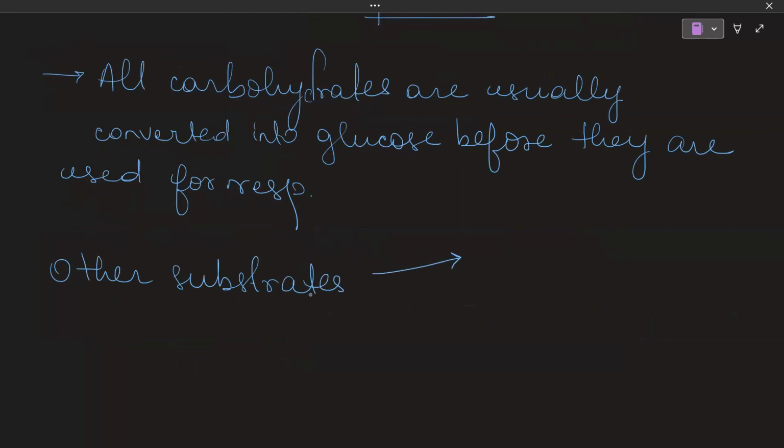What can they be? We can have fat as the substrate. We can have proteins, right? These are also substrates, and they can enter the respiration process, but not directly. They have to be converted into certain other compounds to enter the respiratory pathway. Getting my point?